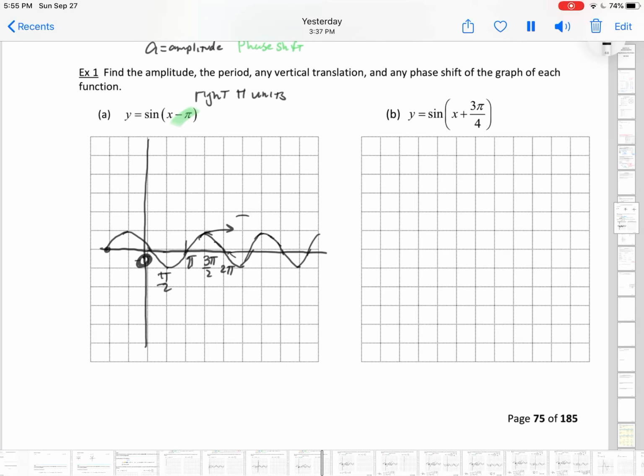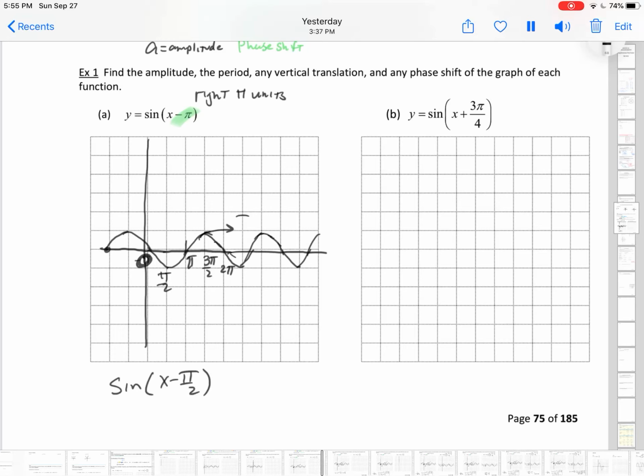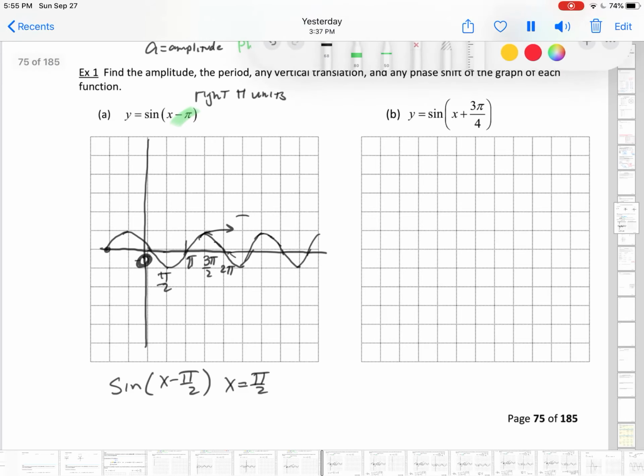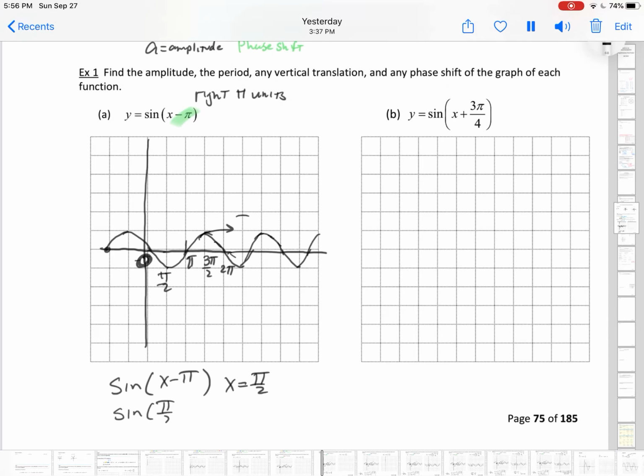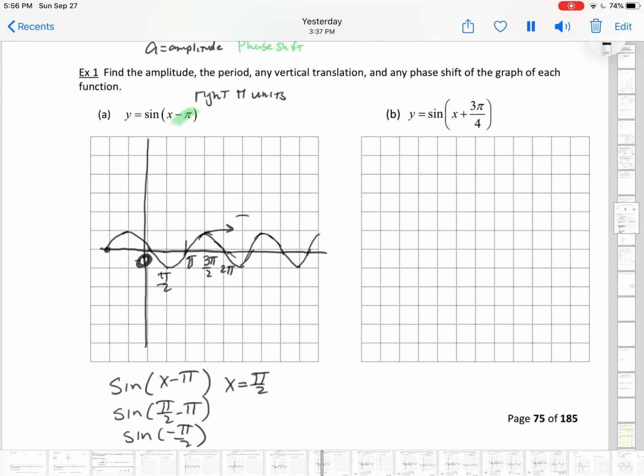Let's plug in pi over 2. What's the sine of x minus pi over 2 when x is equal to pi over 2? Okay. Oh, I'm sorry. X minus pi. Apologize. That's what the original function was. We're going to have a problem there if I did that. So what's that? That's the sine of pi over 2 minus pi, which is the sine of negative pi over 2.